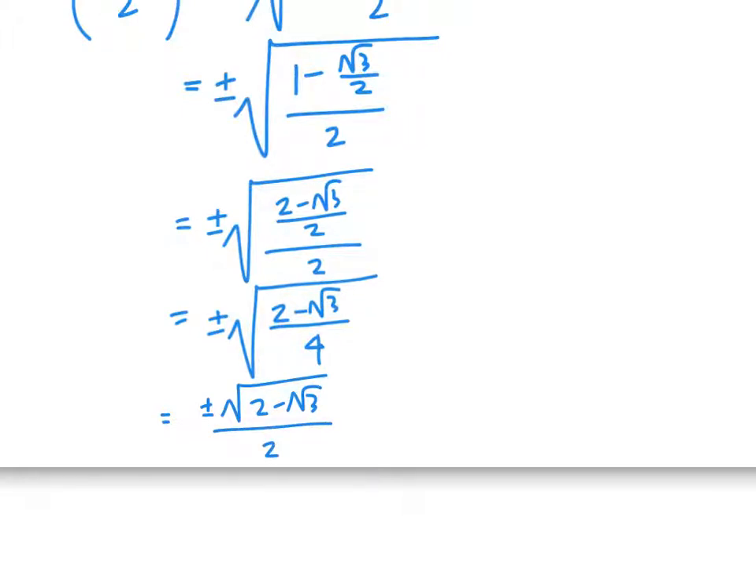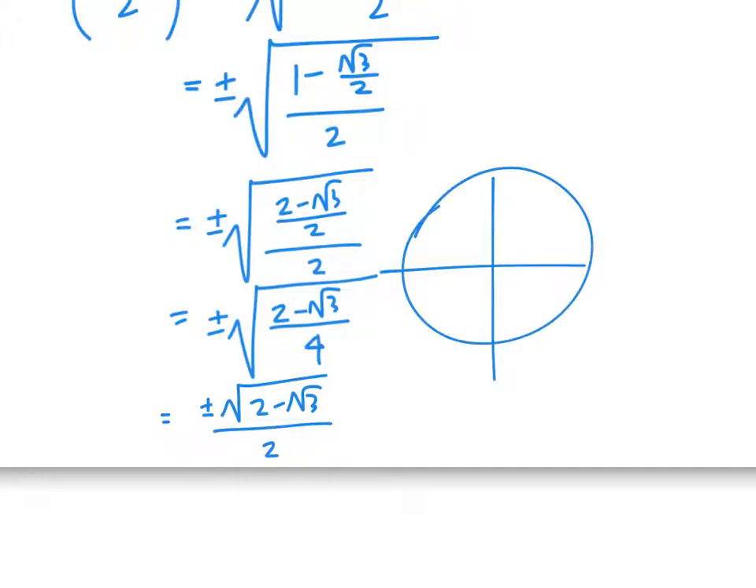Now the last step is figuring out whether we're going to use plus or minus. So you ask yourself, this is asking for sine 15 degrees. Where is 15 degrees? 15 degrees is in first quadrant. So sine at 15 degrees is going to be positive. So we are going to only use the positive for the answer.